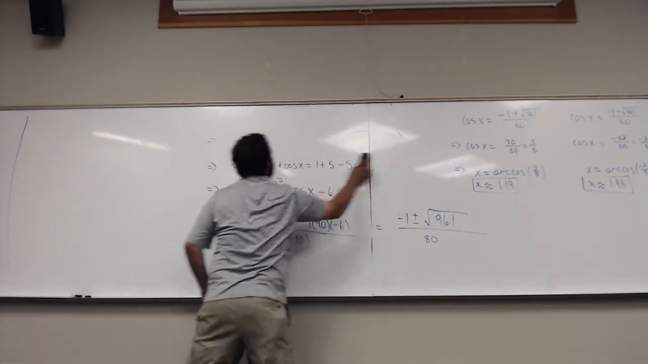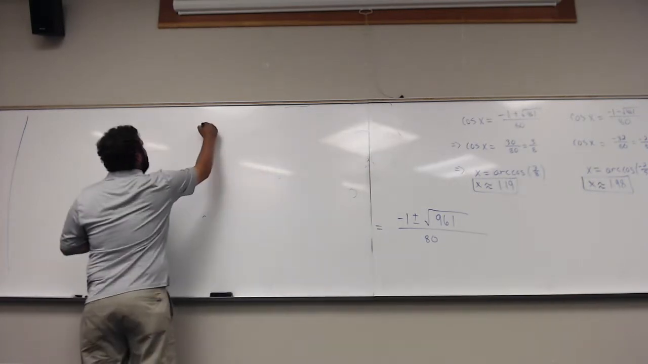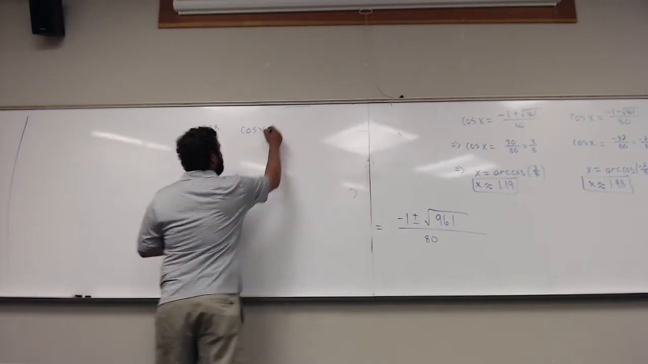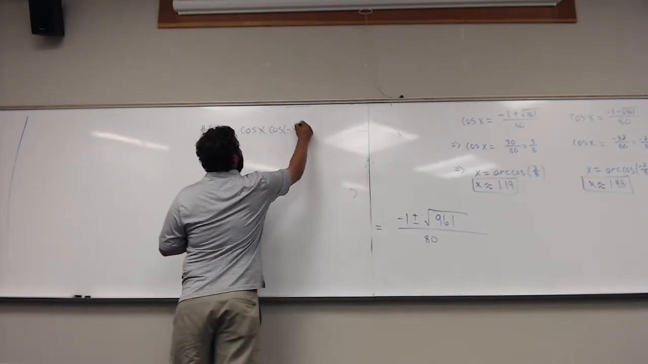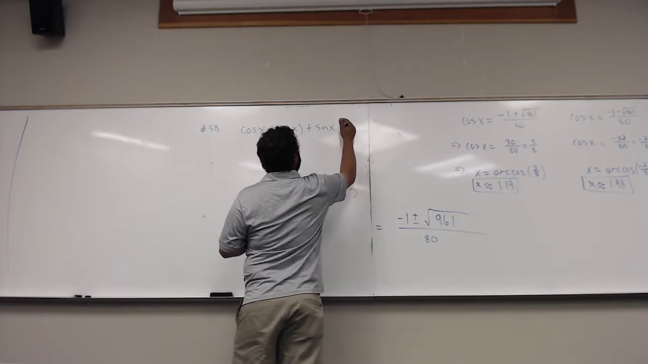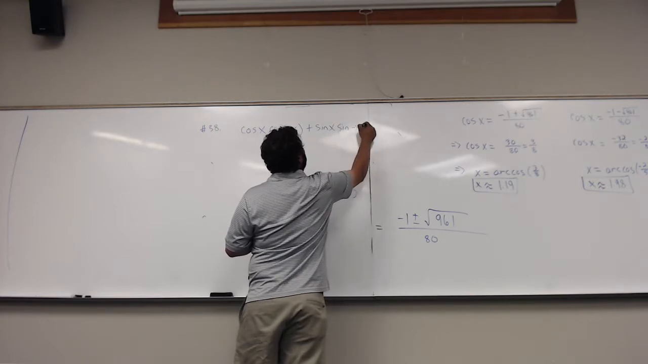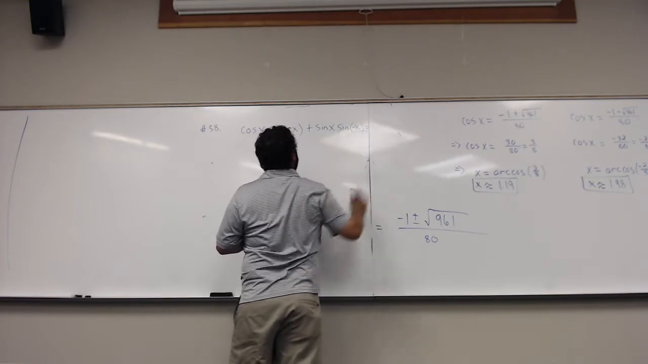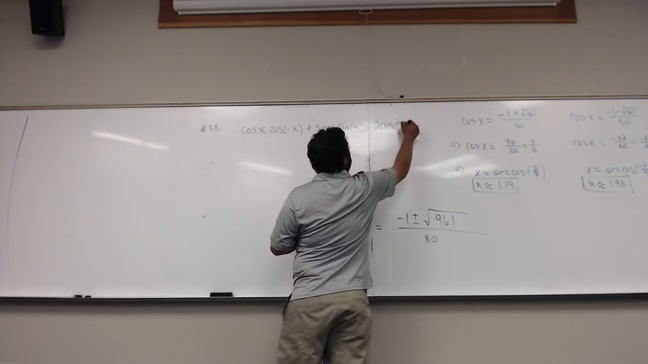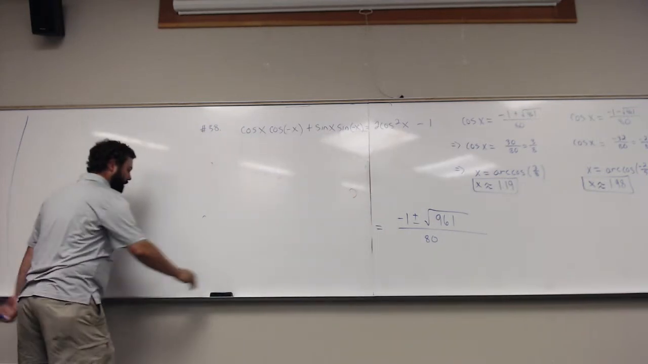Was 38 an equation or a verify one? Verify. Okay. Someone want to maybe remind me what it was? Cosine x, cosine of negative x, they're multiplied together, plus sine x times sine of negative x equals 2 cosine squared x minus 1. Just like that? Yeah. Okay.